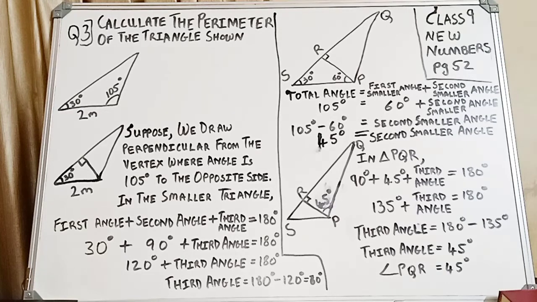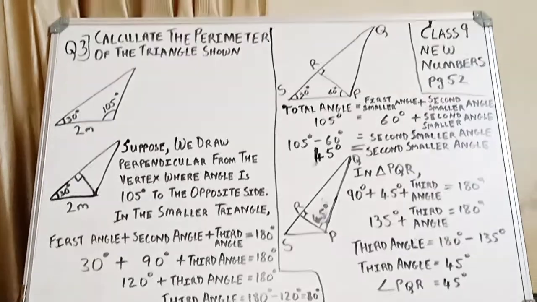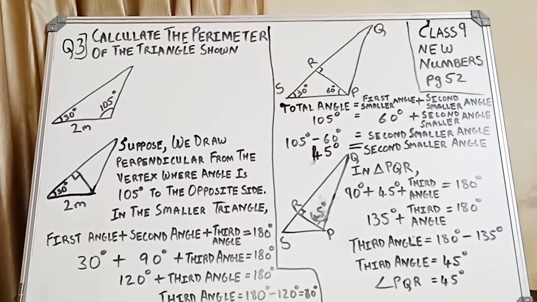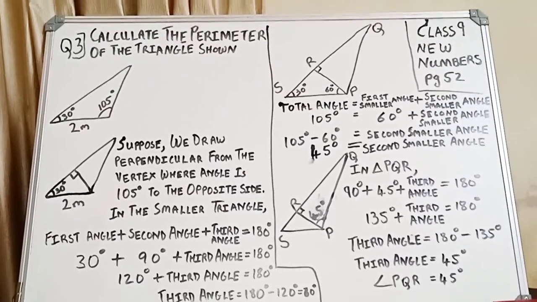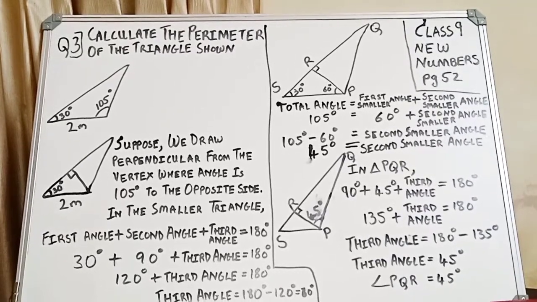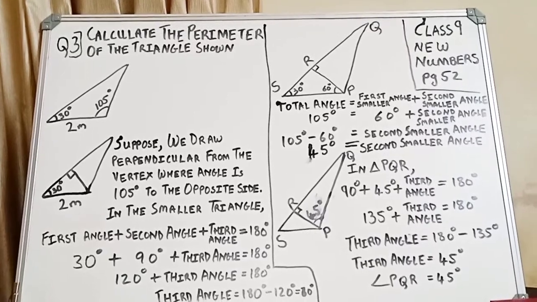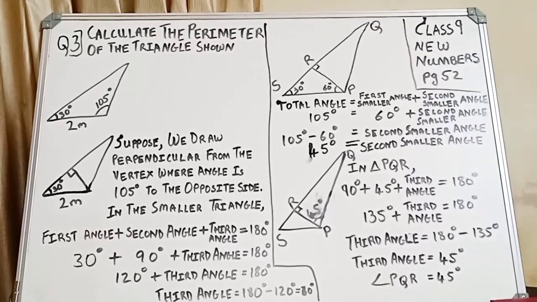Hello students, today we will be discussing question number 3, page number 52, class 9th, new numbers. The question number 3 states that calculate the perimeter of the triangle as shown.